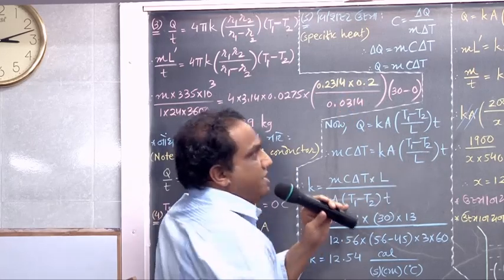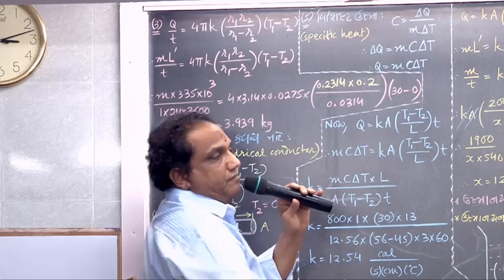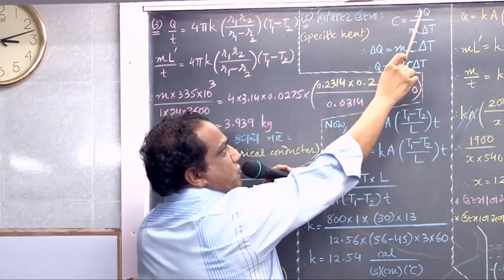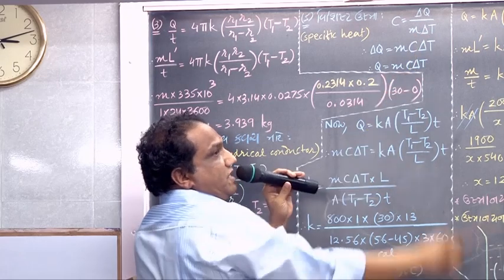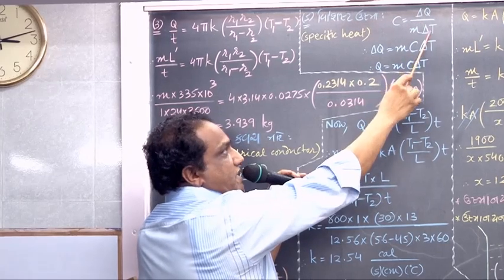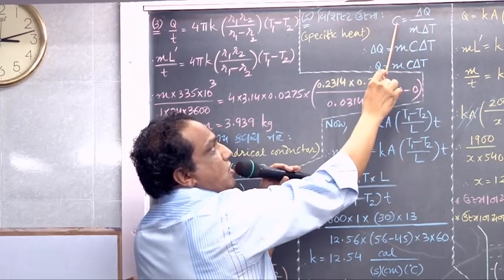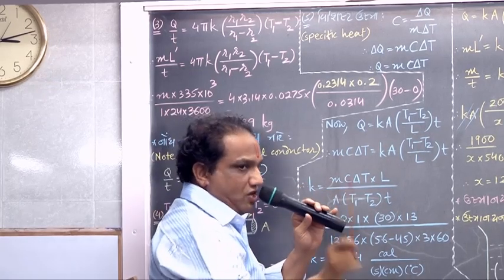1 degree. If you put here 1 and 1, then C will be delta Q. C will be the amount of heat required to increase the temperature of 1 gram of substance by 1 degree centigrade. That amount of heat required is called the specific heat of the material of that body.